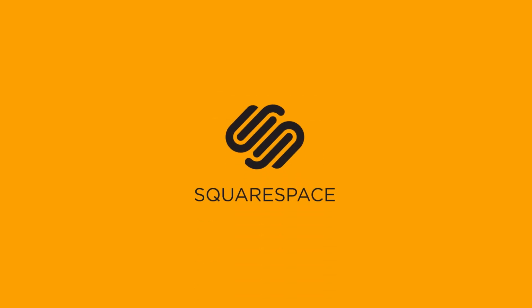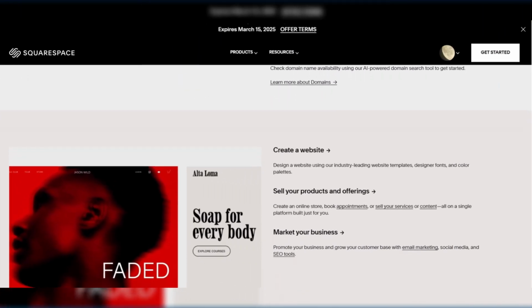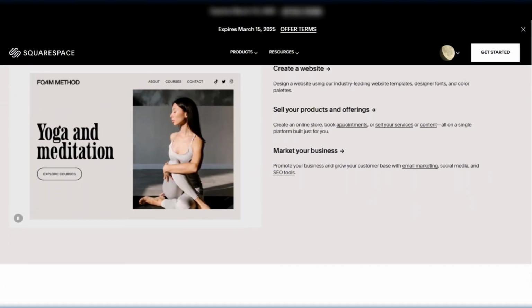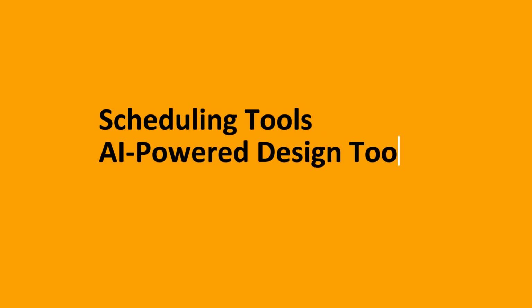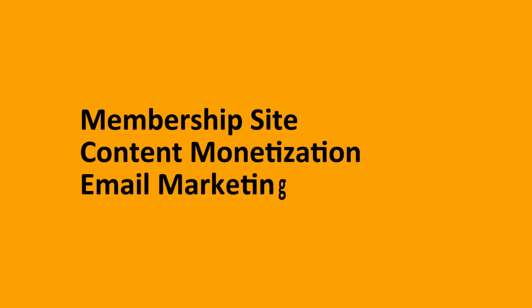Starting with the features. Squarespace offers a wide range of features, making it suitable for various website types, such as multi-page websites and e-commerce websites, with product merchandising, payment processing, and shipping management. You also have scheduling tools, AI-powered design tools, and a logo maker. It also has membership site and content monetization capabilities and email marketing integrations.